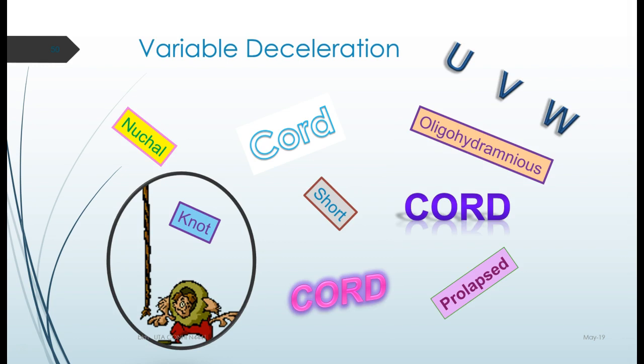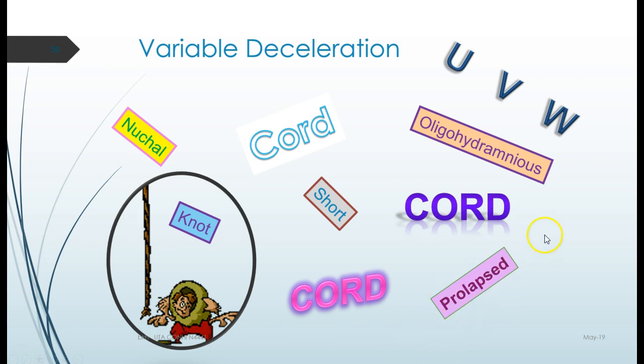A variable deceleration is caused by something with the cord. There is cord compression somewhere, either from a nuchal cord, which means a cord wrapped around the baby's neck. It can be a cord wrapped around part of the baby's body. There can be a knot in the cord, a short cord, poly or oligohydramnios. Remember we said that's decreased amount of fluid around the baby. It means that cord is very vulnerable and it can get compressed during contractions. It can get compressed as the baby moves around and bumps into that cord.